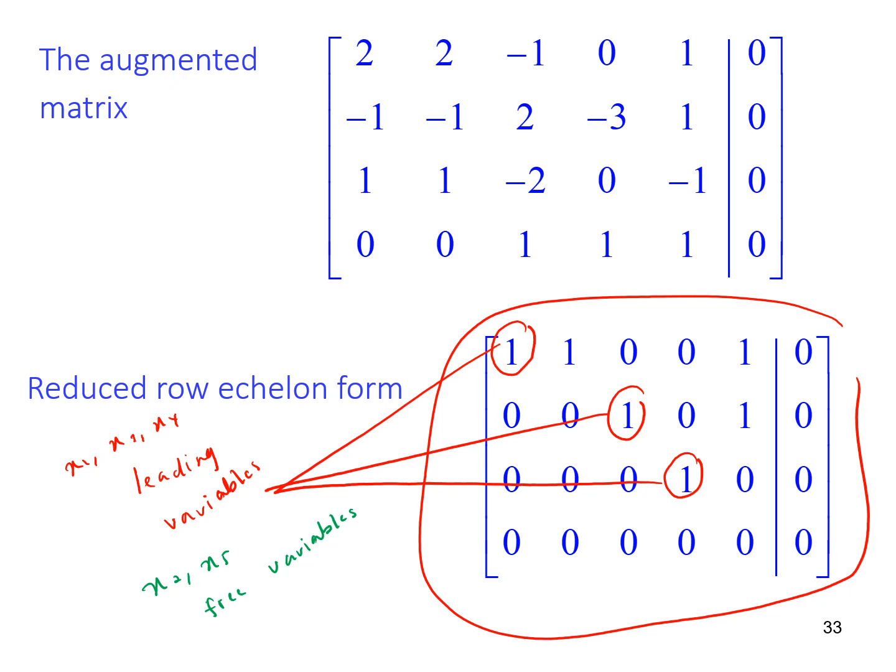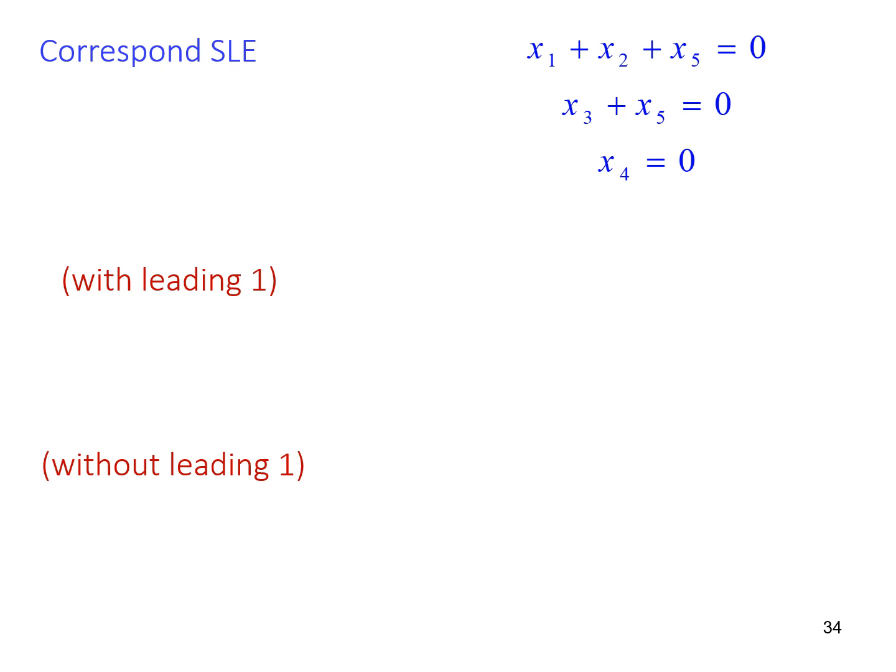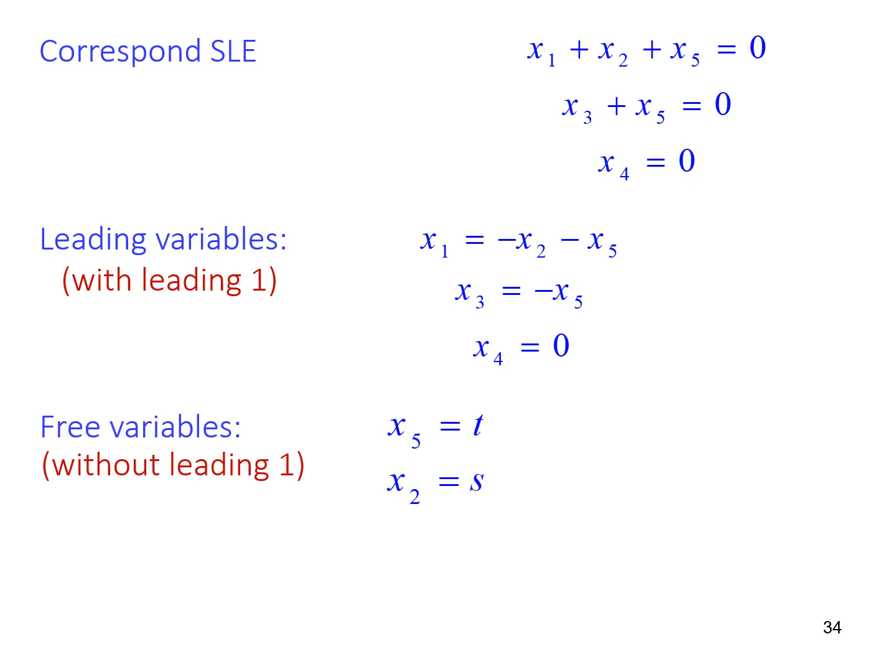If you don't remember how to determine which variables are leading variables and which are free variables, you have to refer to topic 1 on solving systems of linear equations by using Gauss-Jordan elimination and Gaussian elimination. Okay, so here is the corresponding system of linear equations from the reduced row echelon form of the augmented matrix, and the leading variables are x1, x3, and x4, and the free variables are x2 and x5. So we note that x2 and x5 are equal to two parameters s and t respectively, and therefore we then write down the solution of the system of linear equations in a set as follows.